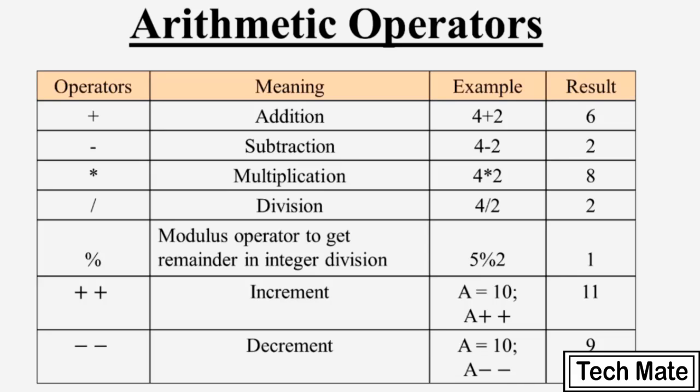In arithmetic operators, you can see plus, minus, multiplication, that is the asterisk, forward slash for division, and the percentage symbol for the modulus. That means if you want to add, subtract, multiply, or divide two numbers. For example, you say 5 divided by 2. So what will happen? The quotient will be 2, and the remainder will be 1.